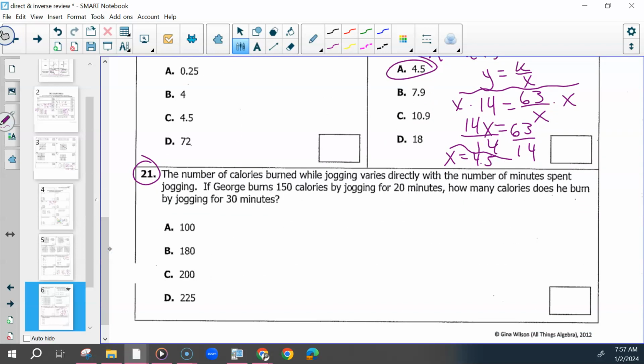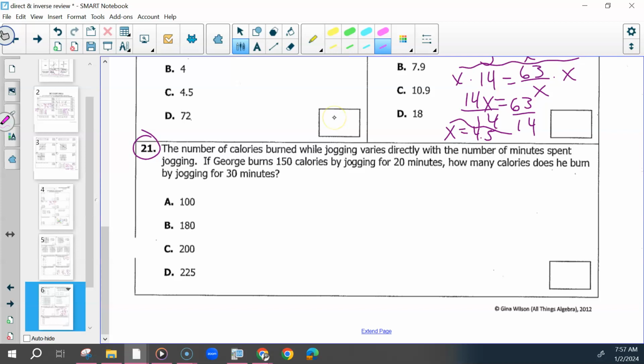For the bottom 21. The number of calories burned while jogging varies directly with the number of minutes spent jogging. If George burns 150 calories by jogging for 20 minutes, how many calories does he burn, is what I was supposed to say, by jogging for 30 minutes? So what's important here? 20 minutes. Varies directly. What else is important? 30 minutes. 150 calories. And what are we looking for? Calories.